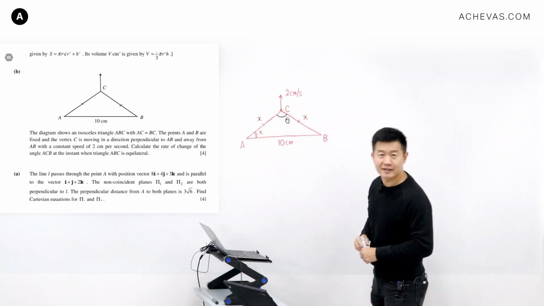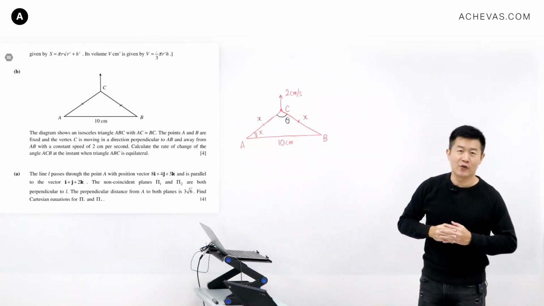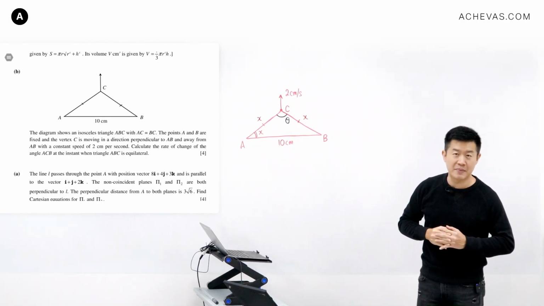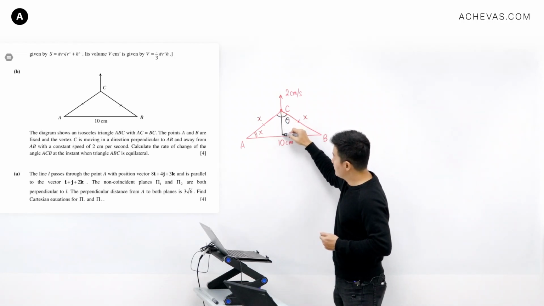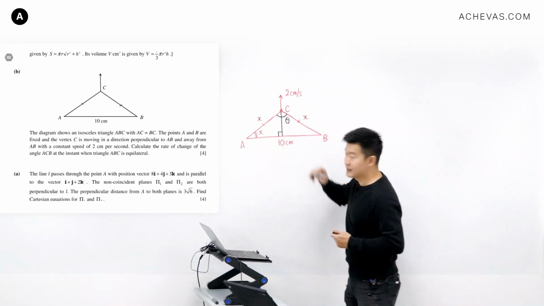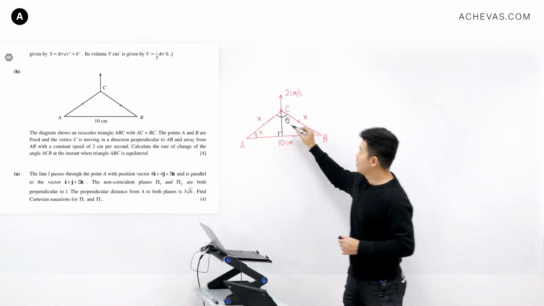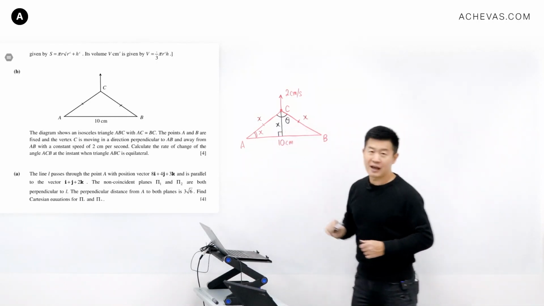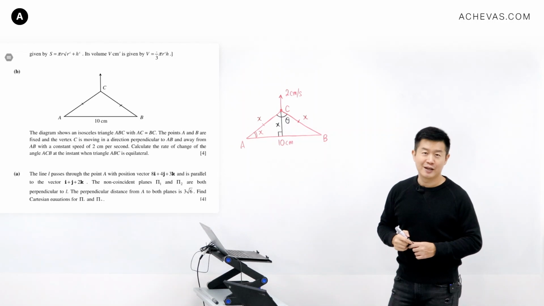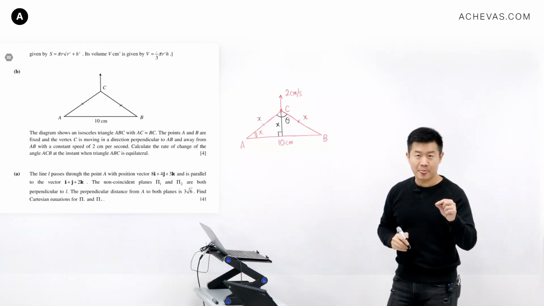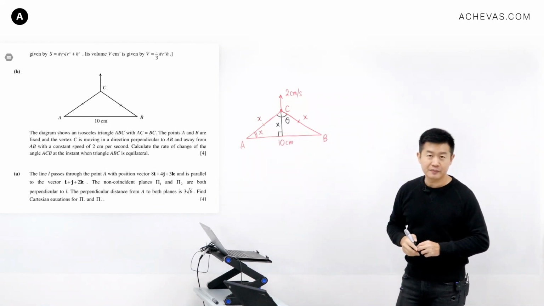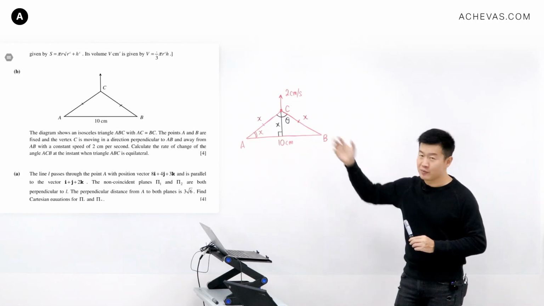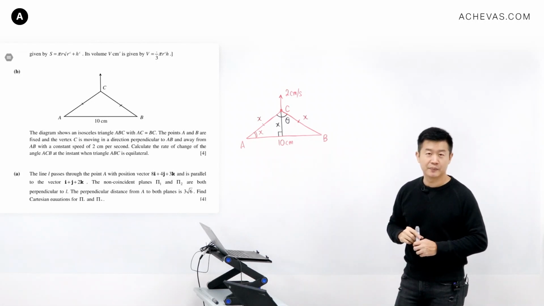Rachel described this as the shortest possible distance from C to AB. That means we are talking about 90 degrees here. Rachel suggested, how about letting this be x? This is the best position that I think we can place x. Why is this better than this and this? It's because of the information that is given to us by the question.